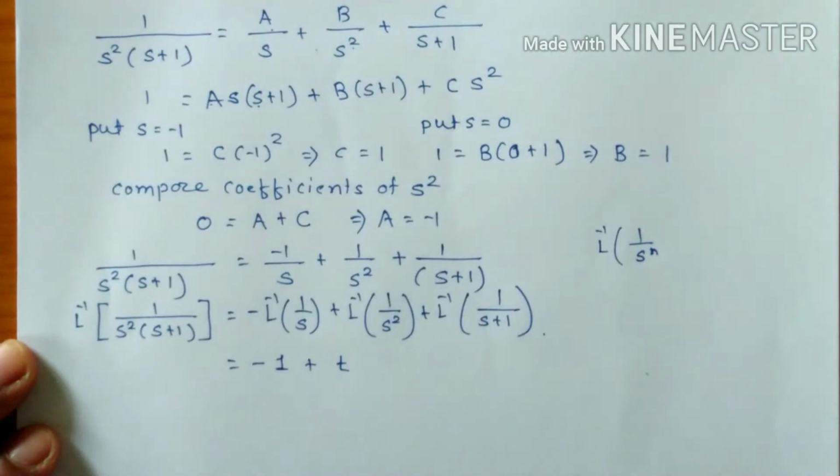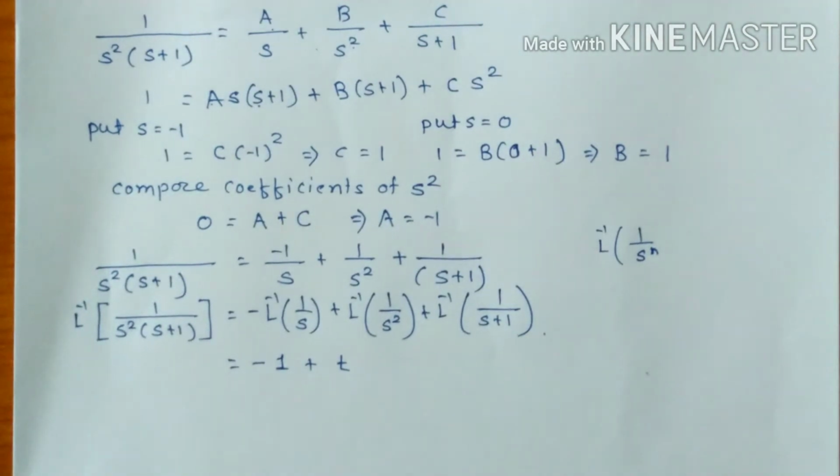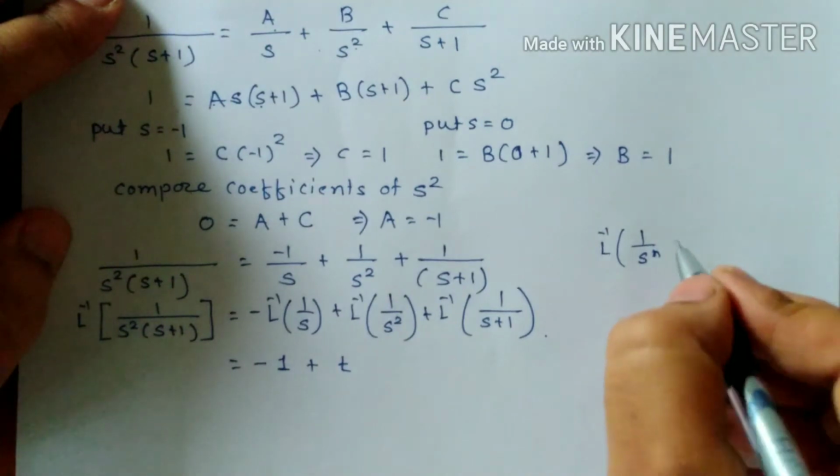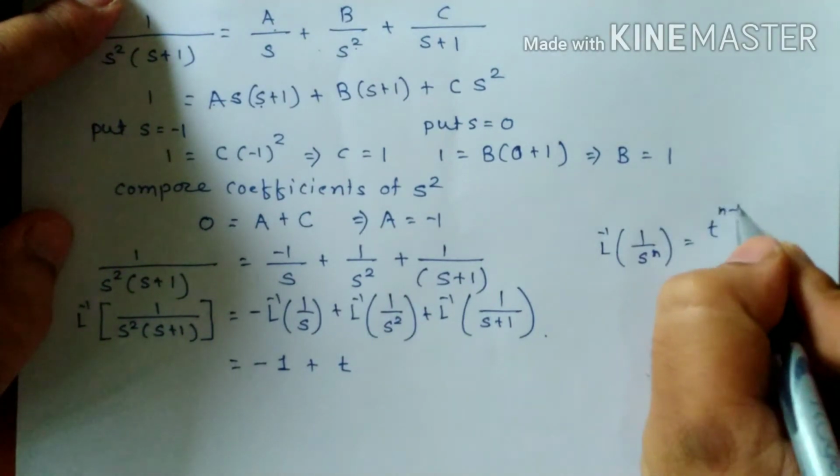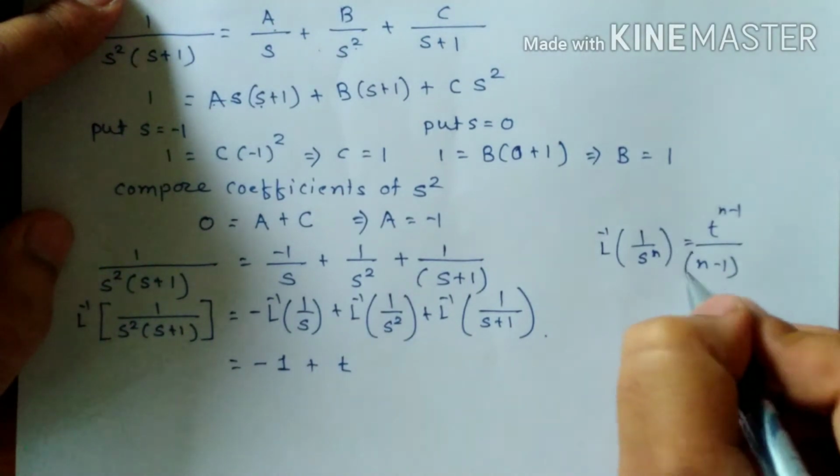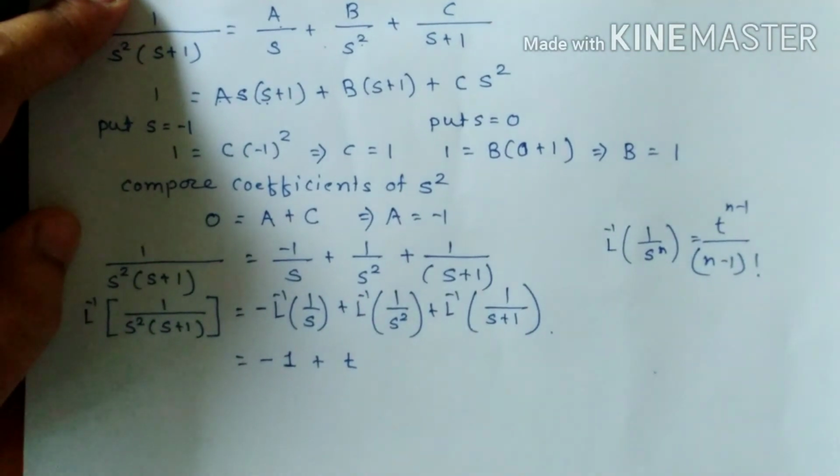Can anyone tell me the answer? Yes, it is correct. The inverse Laplace of 1 upon s square is given by t raised to n minus 1 divided by n minus 1 factorial.